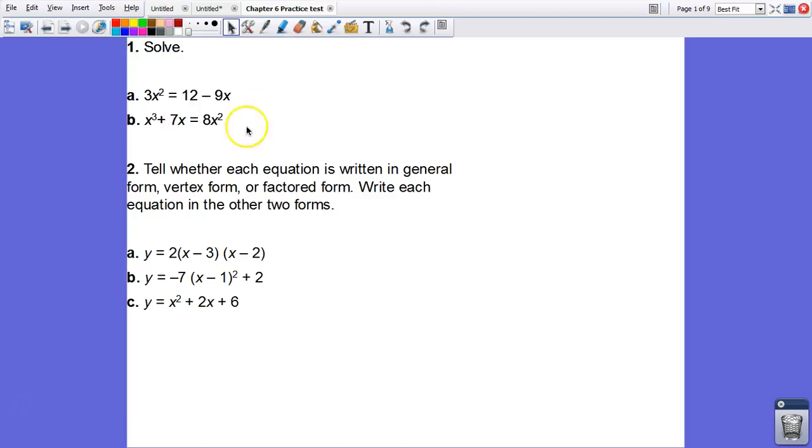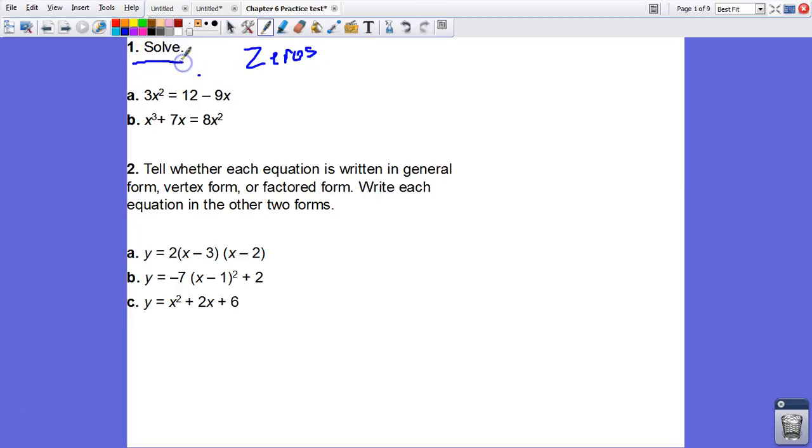All right. So solve. When you're solving any polynomial, you're looking for where it crosses the x-axis. Oh no, sorry, you're trying to find the zeros, right? So we're trying to find the zeros here when it's asking to solve.